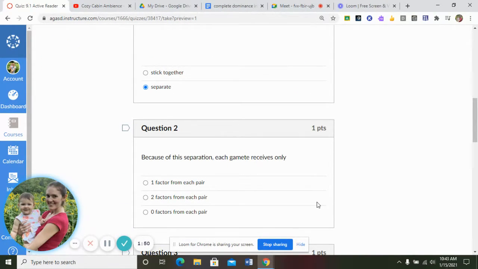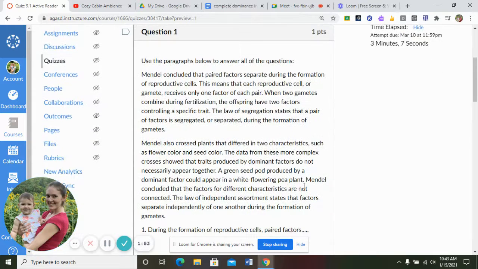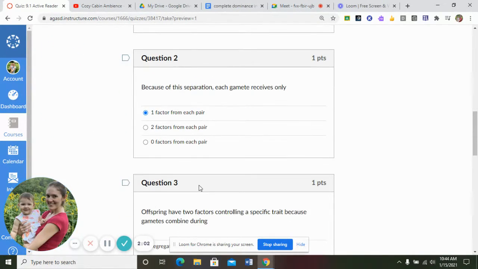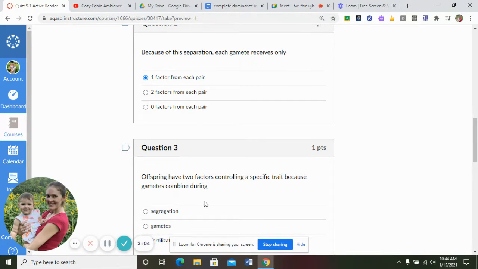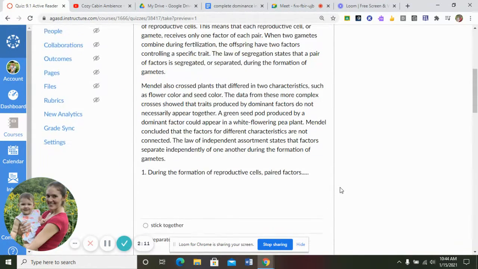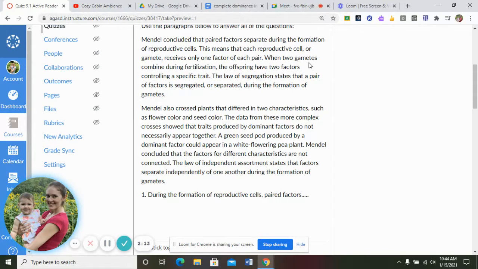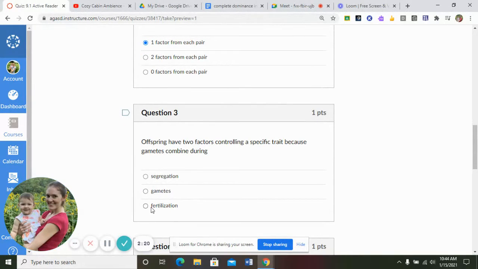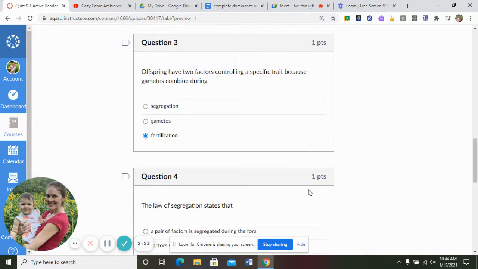Because of this separation, each gamete receives. So this means that each reproductive cell or gamete receives only one factor from each pair. So one factor. Offspring have 2 factors controlling a specific trait because gametes combine during what? When 2 gametes combine during fertilization, they're going to end up with 2 pairs, or 2 genes rather.